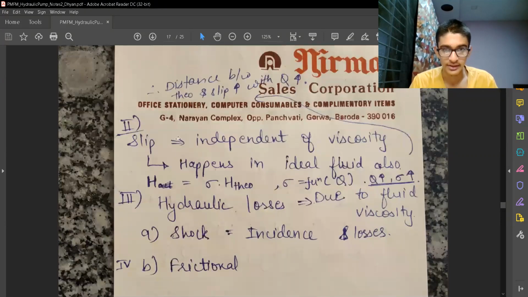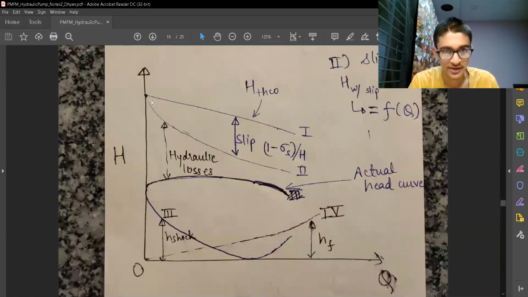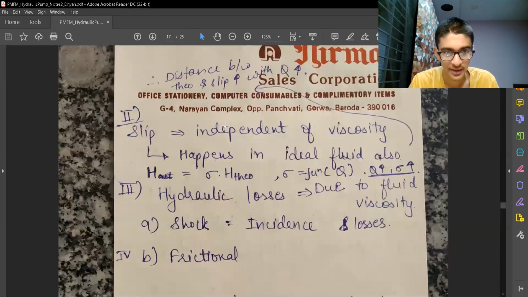Now an important thing about slip is that it is independent of viscosity. It happens in ideal fluid also. So even if the viscosity is zero, that is we have ideal fluid, still we'll have a loss. And the distance between theoretical and slip increases with increase in the flow rate. So that's what we have seen. This distance between H theoretical and the slip line is increasing as the flow rate is increasing.